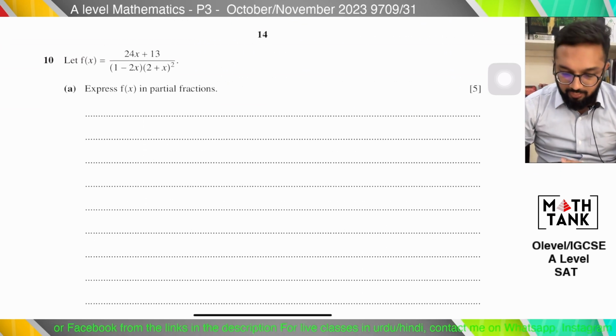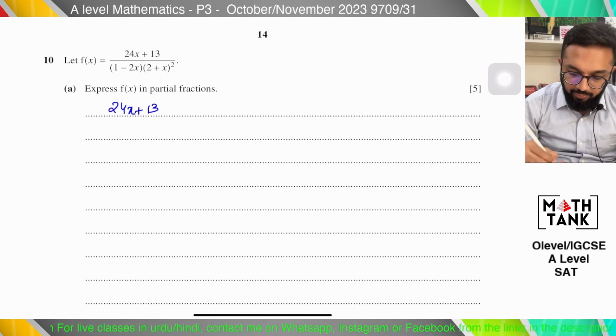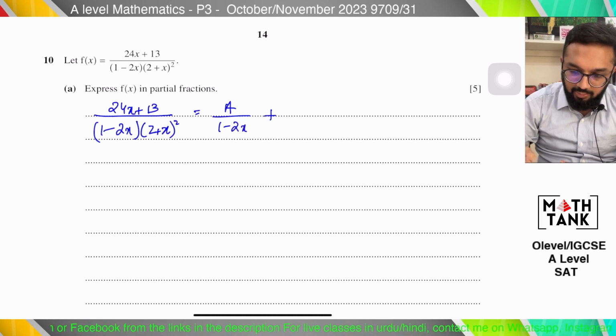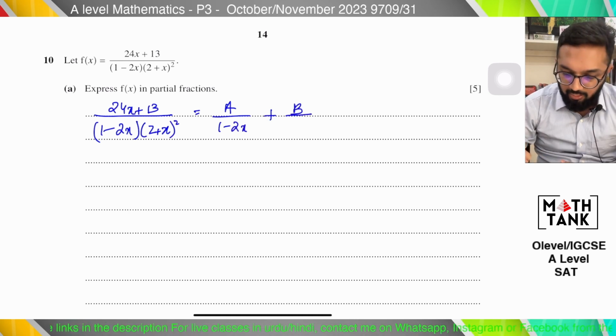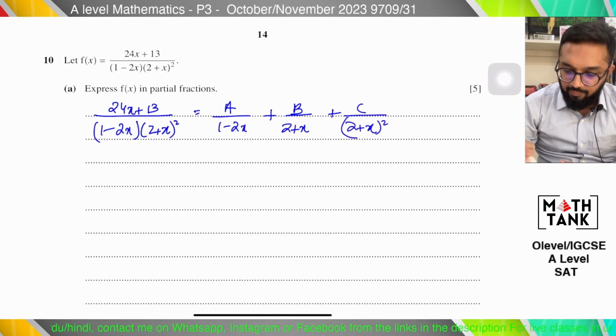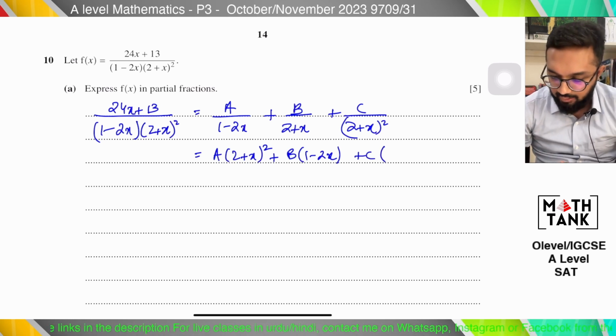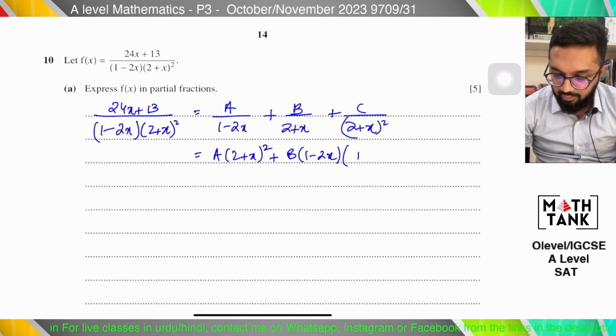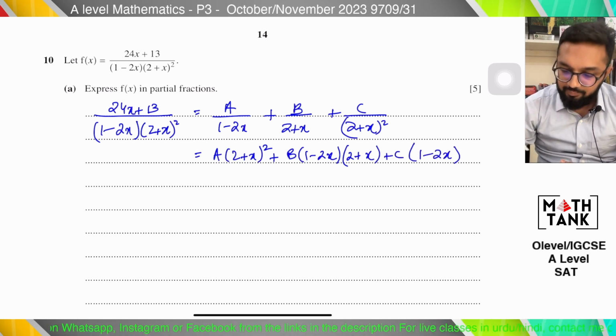Question number 10 is about partial fractions. It's the case with the repeated factor. So let's start doing that. I will have 3 partial fractions: a over 1 minus 2x, b over 2 plus x, and c over 2 plus x whole squared. So a gets multiplied with 2 plus x whole squared, b with 1 minus 2x and another 2 plus x, and then c gets multiplied with just 1 minus 2x.